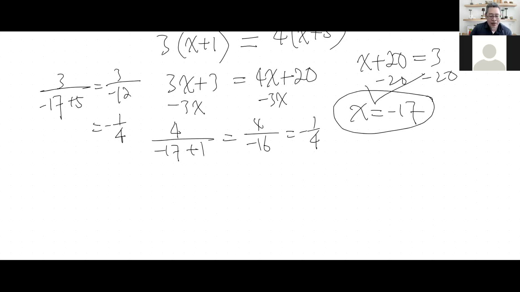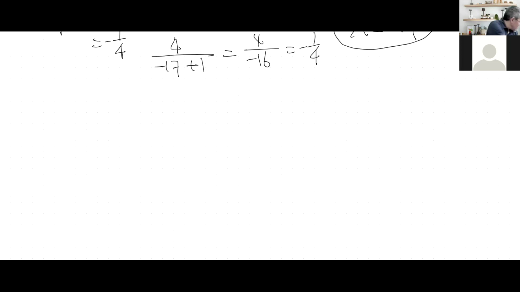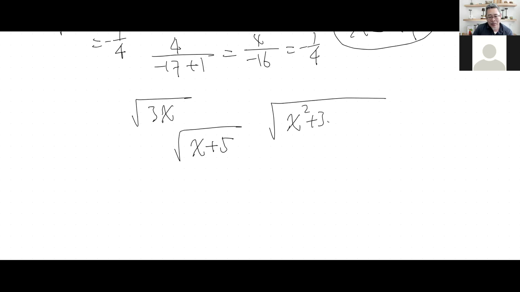Okay, so now we actually learn something called the radical equation. But first of all, before we learn radical equations, we learn something called a radical expression. A radical expression is something like this, say square root of 3x, where the variable is inside the square root. Or we could have square root of x plus 5. And we could even have something like square root of x squared plus 3x minus 1. That's all called a radical expression.